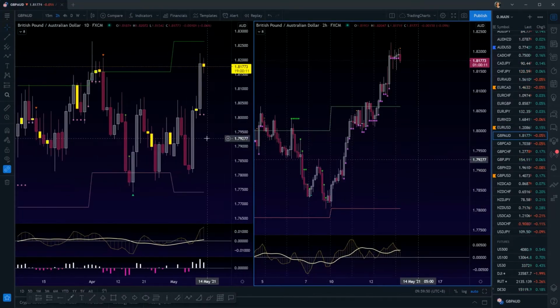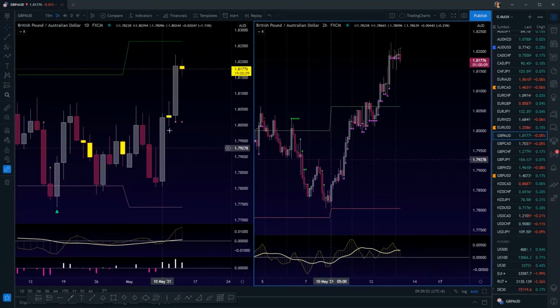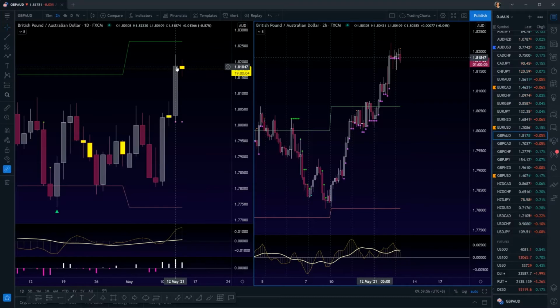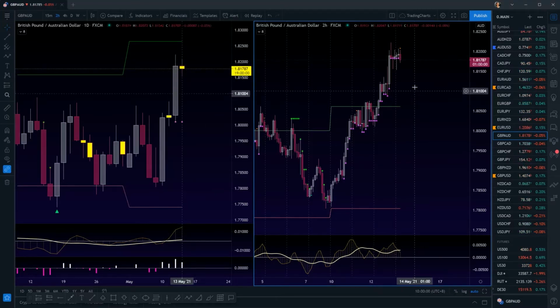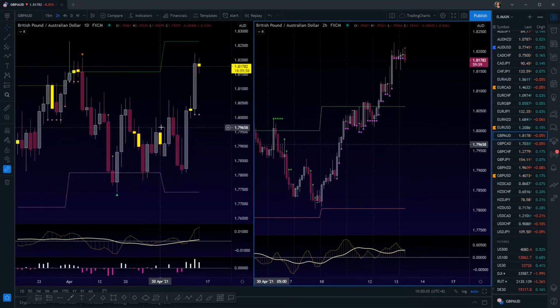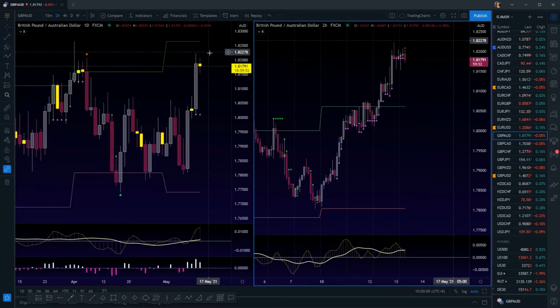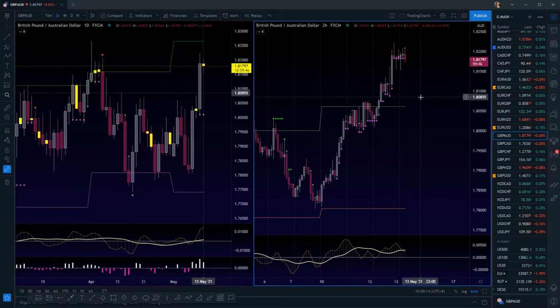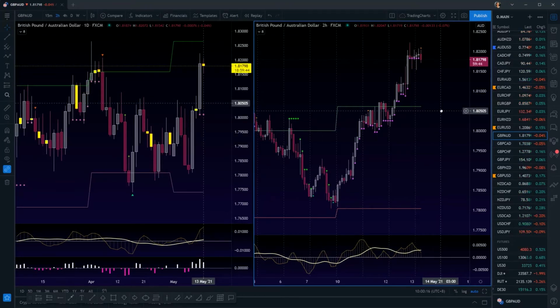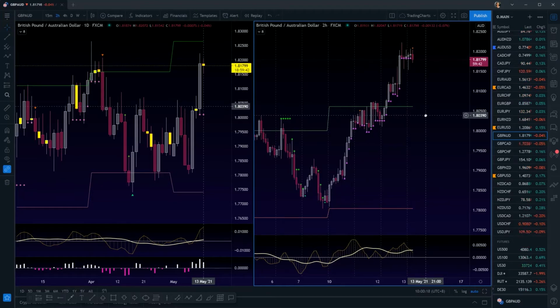Wow. British pound, Aussie dollar, we've got the wide range, the rest day, and the expansion. And now with this wide range, we could expect some reversal or also a consolidation. I don't know if this thing would continue up, and even if it does, I'm not trading it. It's not my strategy.